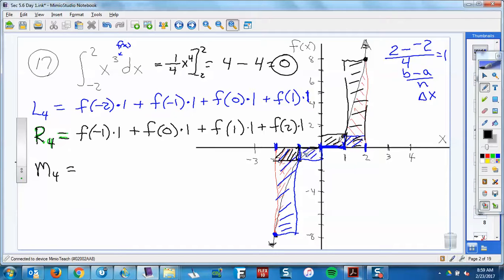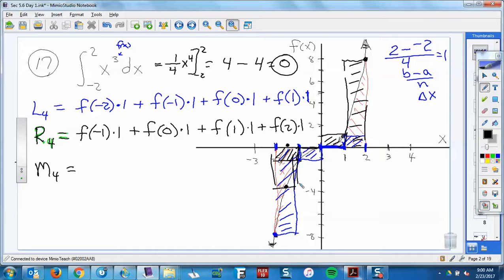Now M4, where do I go? Where am I going to go to do this one? Right in here at -1.5, right? And I guess I could do that. I don't want to use green because I don't do that for traction. So I would go to the curve, which would be about here, and then I would draw both directions. And that would be my midpoint rectangle.